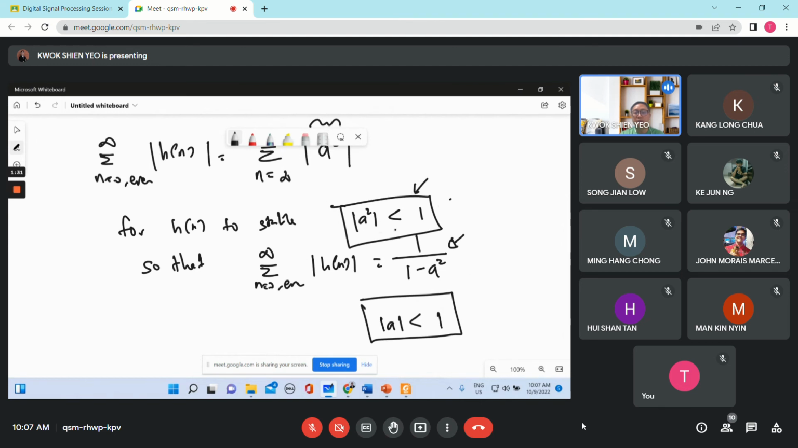So the range of a for the system to be stable is this range, and with this range, we will ensure that the summation of absolute Hn stays at this value. They will converge to this value, right? A closed form solution. So this is the answer for question 3.